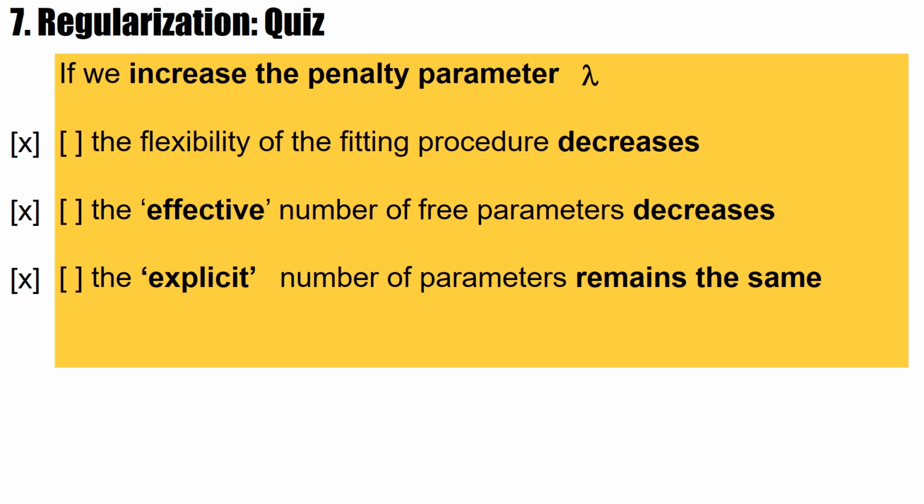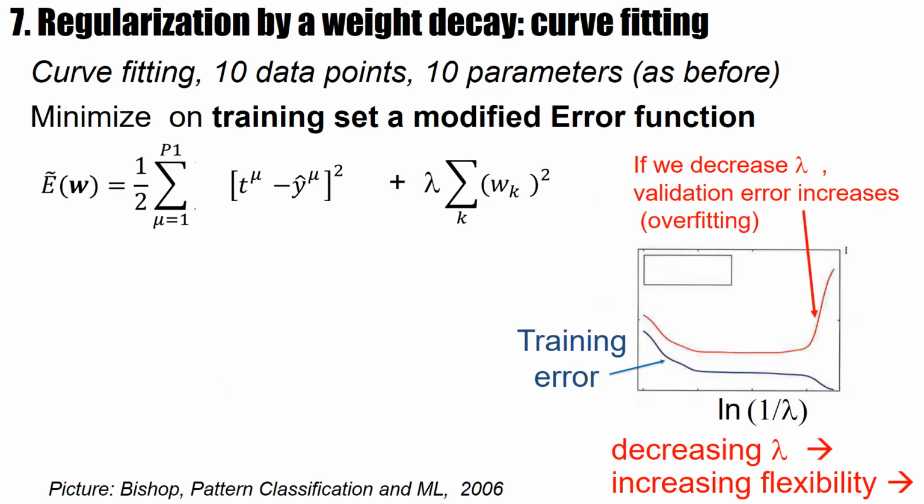Let's now apply this. Let's look at the specific example with the sinusoidal function, a noisy version of it, noisy data points, 10 data points, 10 parameters. So we have a very flexible network, but now we control the flexibility with a weight decay penalty term, an L2 regularizer with parameter lambda. Decreasing lambda means increasing flexibility.